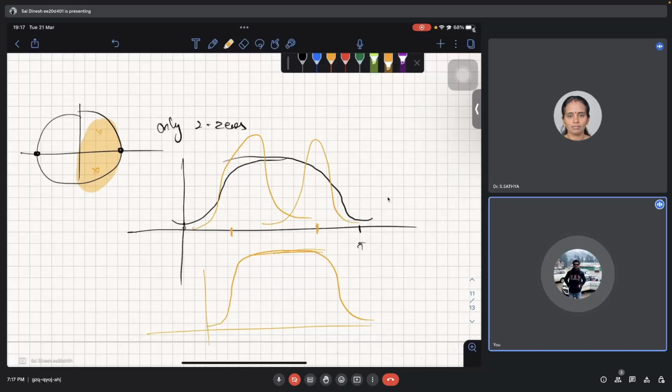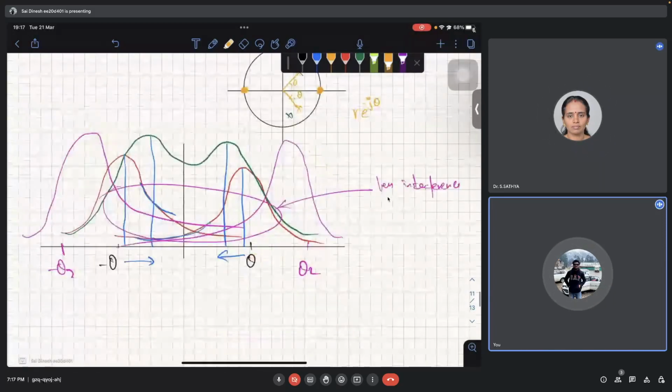If there are only two zeros, it is a resonator. Now we have two more poles, we are improving it, so the gain has increased. It's an improved resonator. I taught this concept because I wanted to explain how the peak shifting happens.